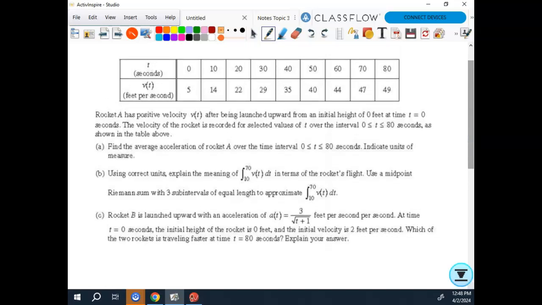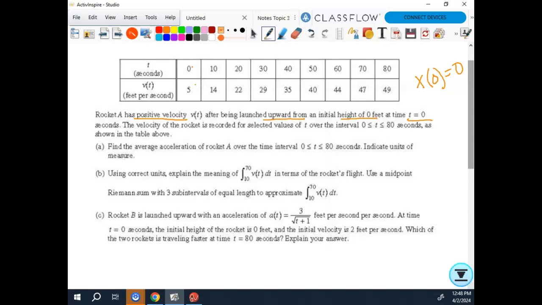Okay. Rocket A has a positive velocity, v of t, after being launched upwards, so now we're going up and down, from an initial height of 0 feet at time t equals 0. So the initial height, so basically x of 0 equals 0. I don't know if they're using x or s yet. They're not telling me this here because this is velocity.